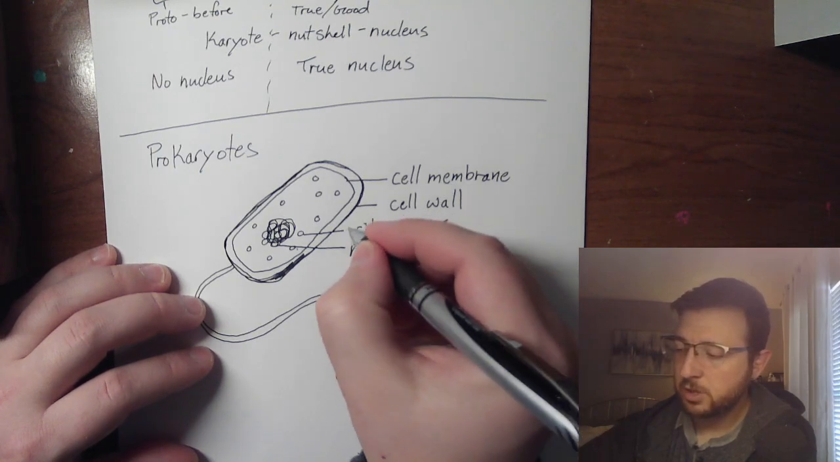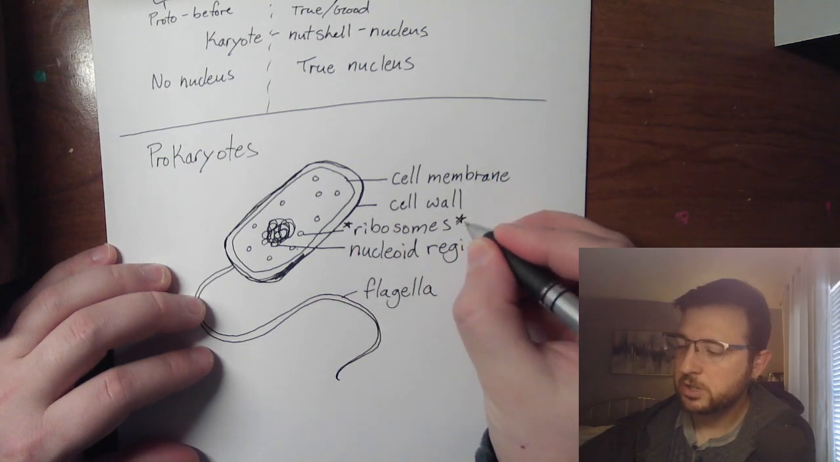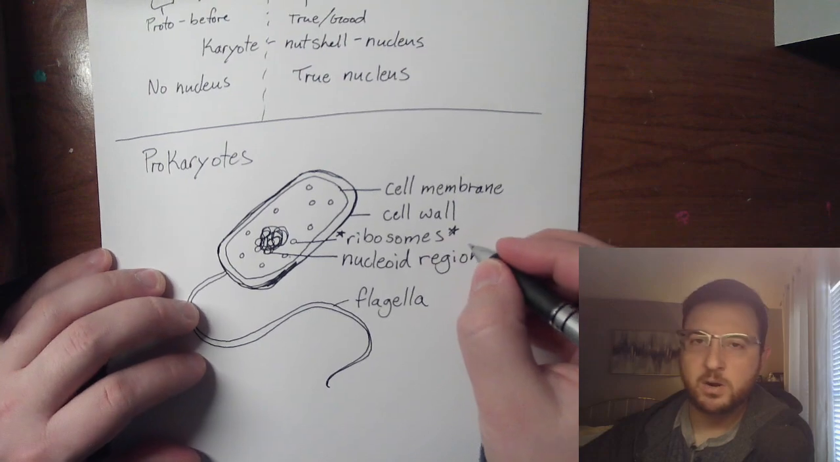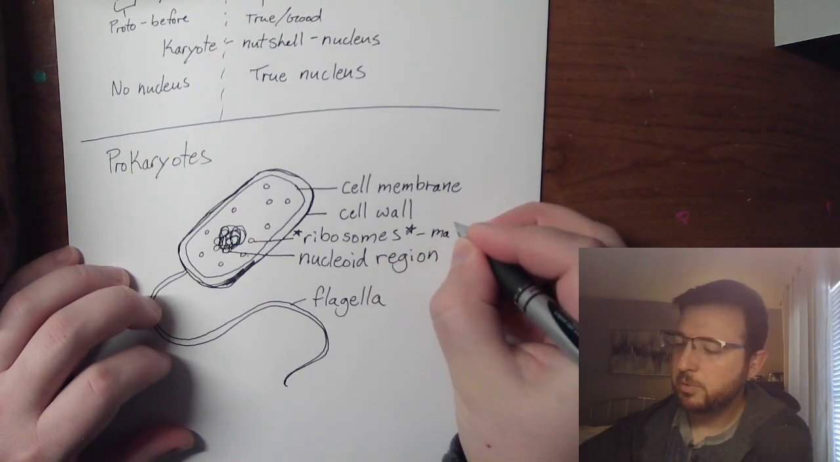This next one, ribosomes, I want you to star this one. Put a little asterisk, a little star by your ribosomes. They're very, very important because they make proteins.